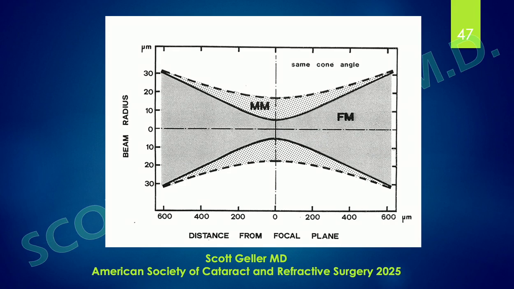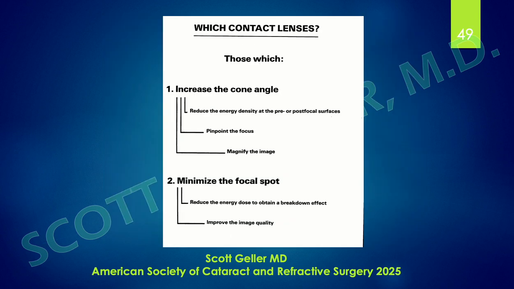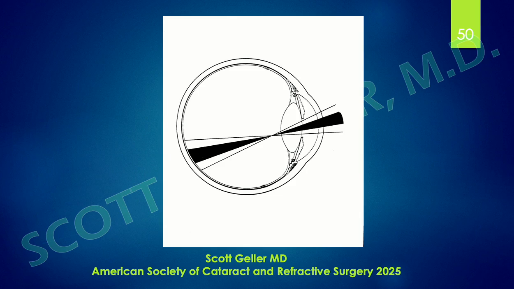So what happens is that when we're using the fundamental mode at the focal plane, you can see that the beam radius is much smaller than the radius in a multi-mode at the same cone angle. So which contact lenses to use? Well, the one that increases the cone angle and minimizes the focal spot. We just went over that. This is a good representation of what a contact glass actually does.